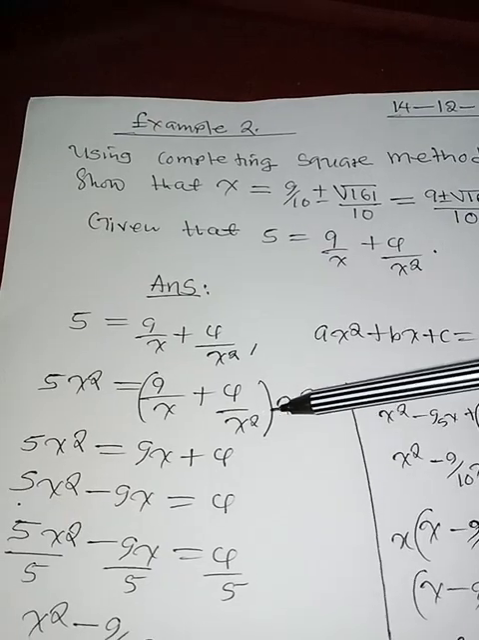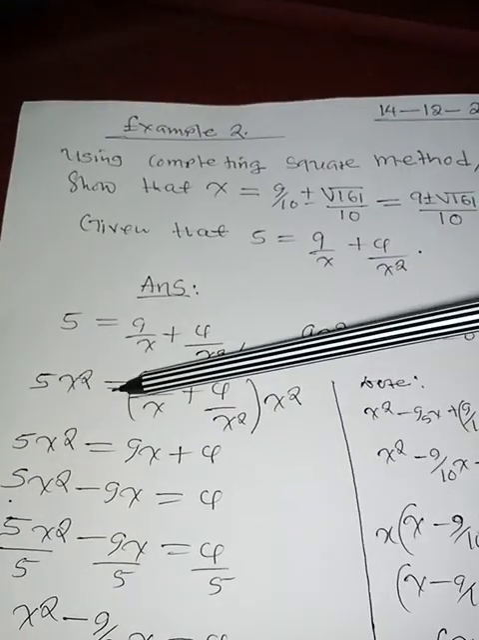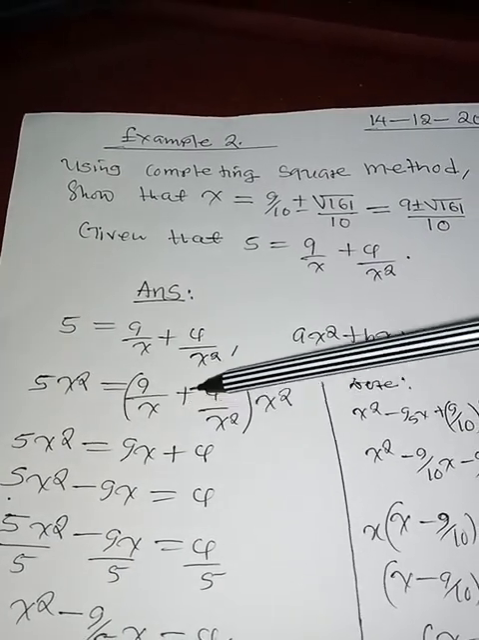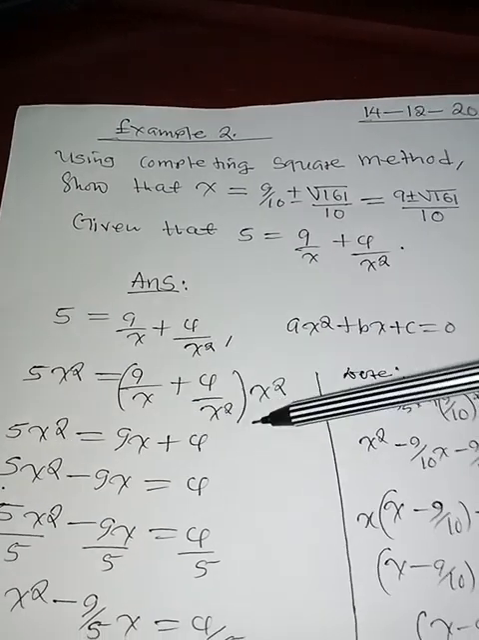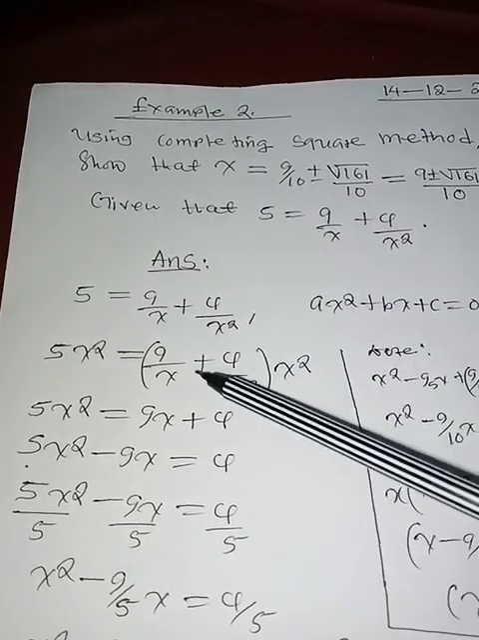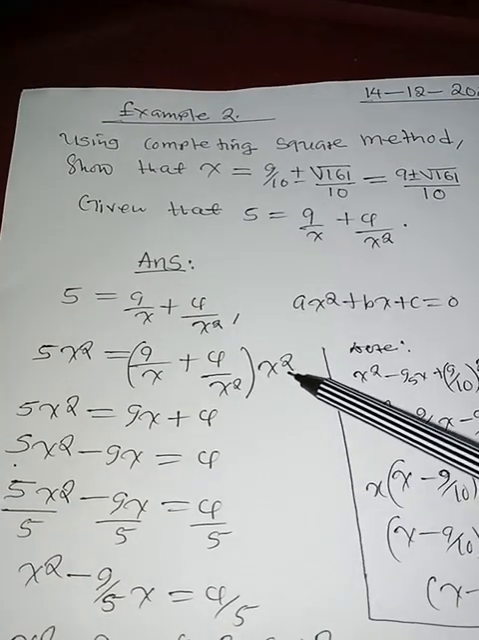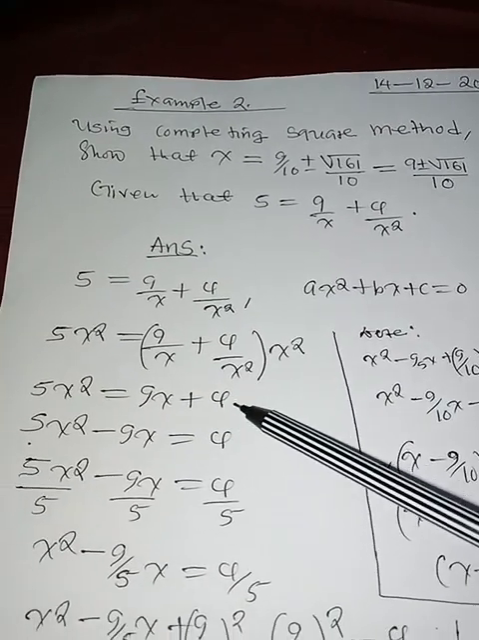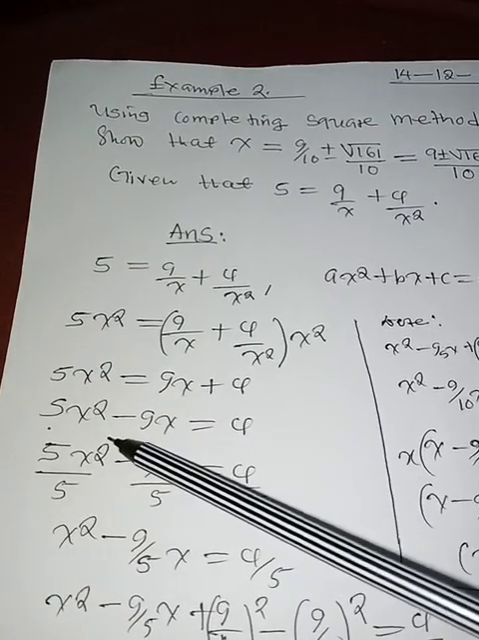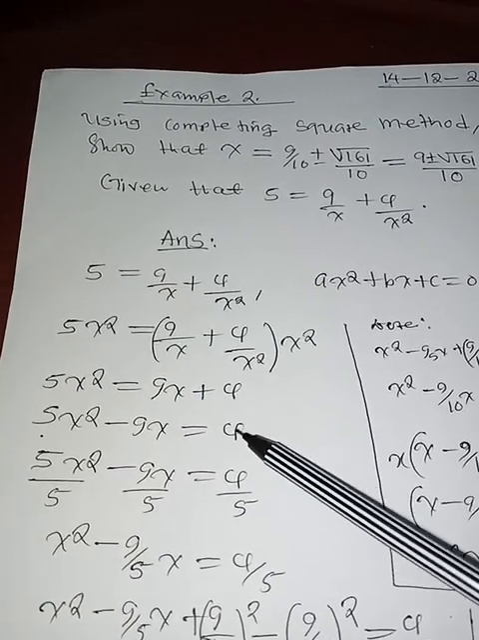So multiplying throughout by x squared, 5 times x squared, I'll have 5x squared, and then 9 over x plus 4 over x squared in the brackets times x squared. Then you see that 9 over x times x squared will be just 9x, 4 over x squared times x squared to be just 4, and then I'm going to take this term to the other side. This one can even remain this side, it's fine.